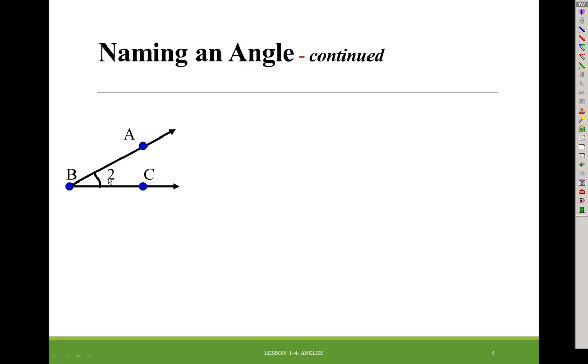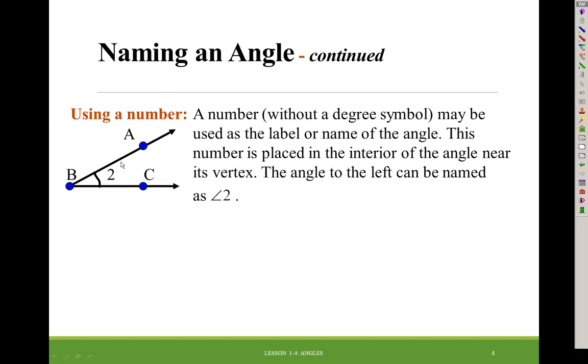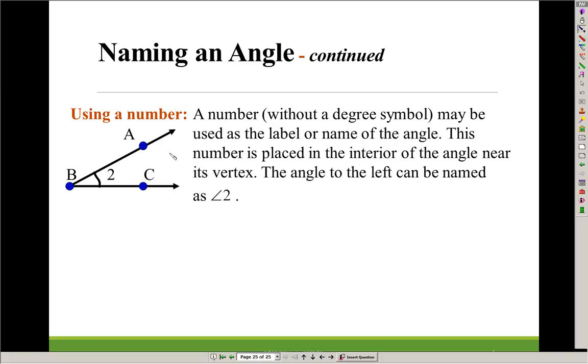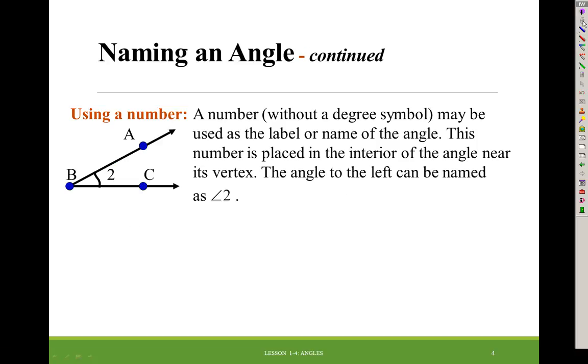Sometimes there's a number near the vertex of the angle in the interior here. If that happens, we can call it by that number. This can be called angle 2. Now make sure that that's not a degree measure. If this was really 2 degrees and they had a little degree circle there, that would be the degree measure of the angle, not the name of the angle. But that's not a degree measure, it's just the name of the angle. It's angle 2.